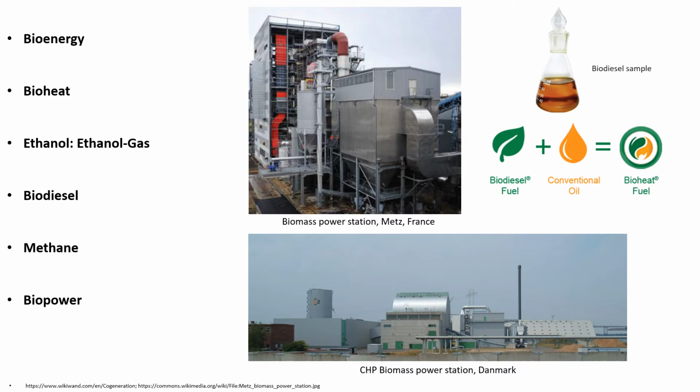Biodiesel is produced with the help of a chemical process called transesterification. In this process, methanol is reacted with fat or vegetable oil to produce methyl esters and glycerin as a byproduct. The methyl ester is purified and utilized as biodiesel.